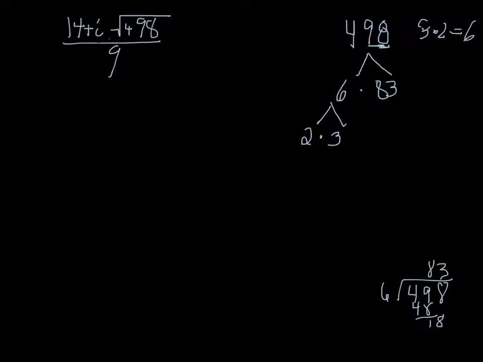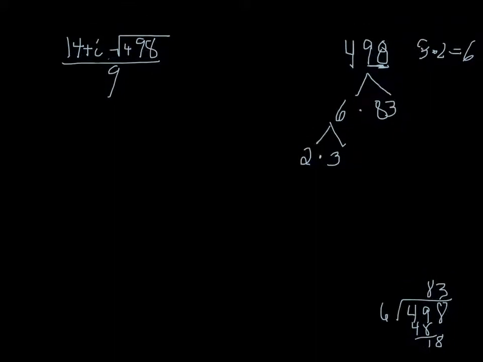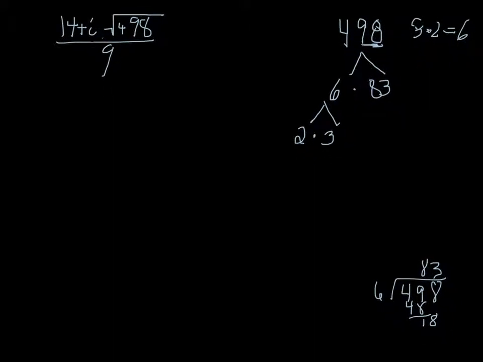Let's see, 7. Well, we know it's not divisible by 7 because it's not one of the multiples of 7. 7 times 12 gives you 84. So I'm going to say that this is prime. And therefore we have, whoops, I lost my pen. Therefore we have factored 498 as far as it'll go, because the base of my tree down here is nothing but prime factors.